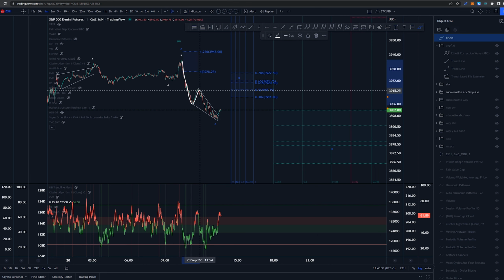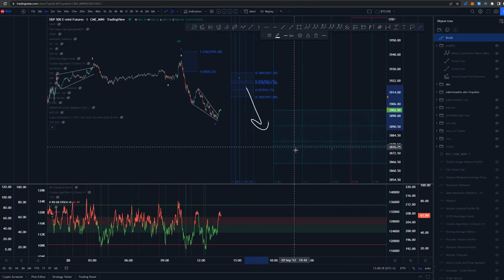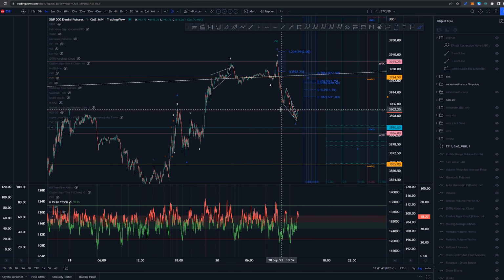This would be a wave 1, 2, 3, 4 and 5 into a wave A, looking for some kind of pullback back to this wave B and another short possibility here. 0.5 has this previous structure over here as a resistance. Let's take a look if there is anything else here.